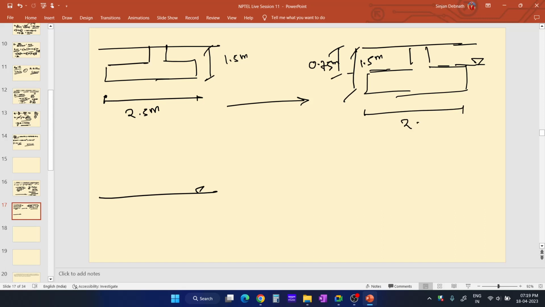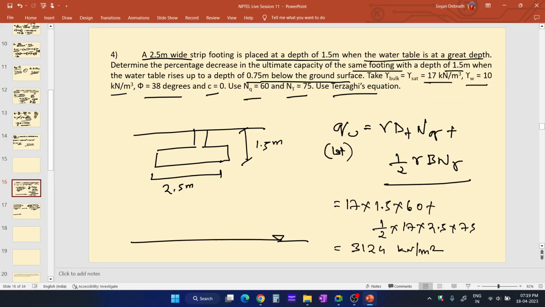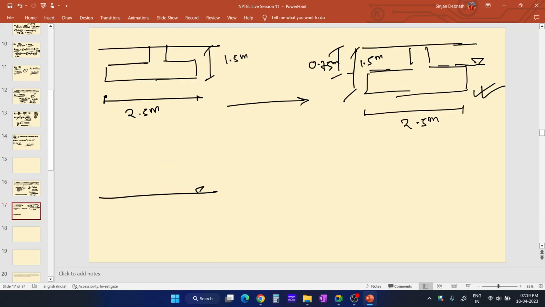This is 2.5 meter. Okay, so we need to find out the ultimate bearing capacity for this particular case. After that we can easily determine the percentage decrease in the ultimate capacity of the same footing. So we need to determine the ultimate bearing capacity for this particular case when the groundwater table is at a depth of 0.75 below the ground surface. Okay, so now let us solve.